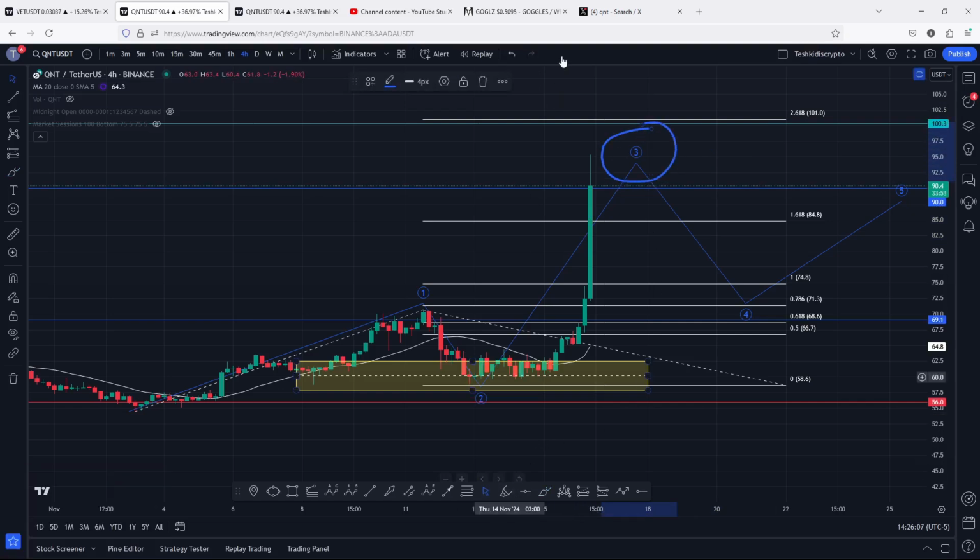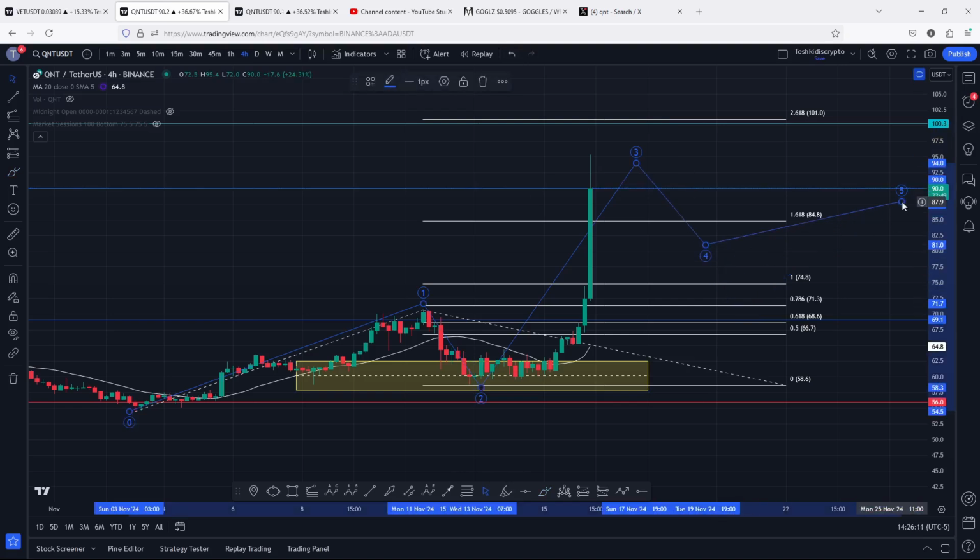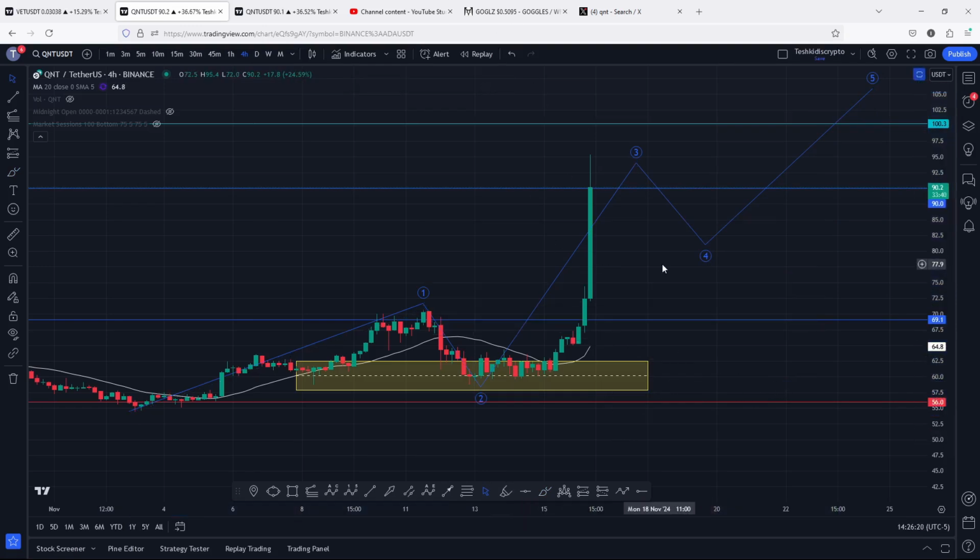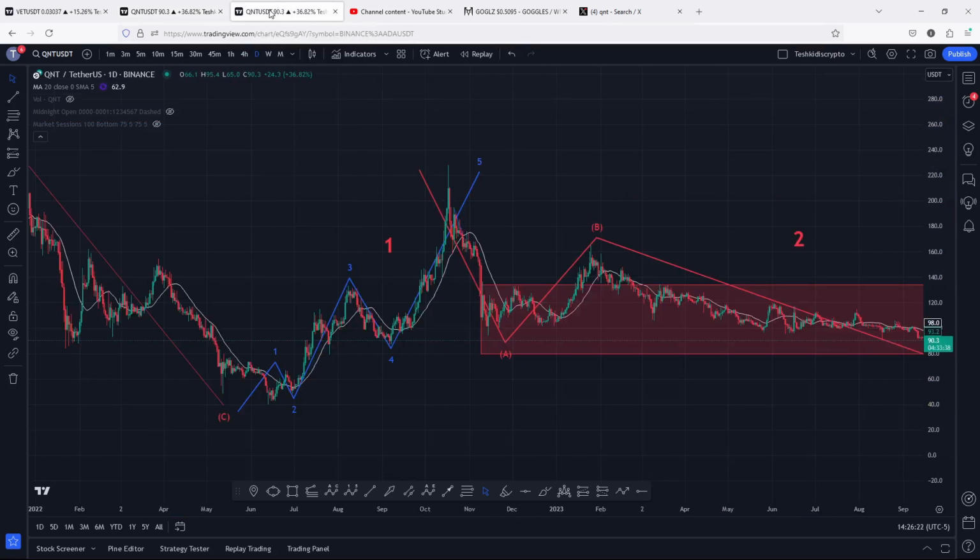Then we can start expecting a bit of a short-term pullback in an Elliott wave count 4 before we can continue pushing even higher in an Elliott wave count 5, possibly taking us back above the $120 and the $130 in the next coming days. Jumping to the daily chart to now give you my long-term price prediction analysis.